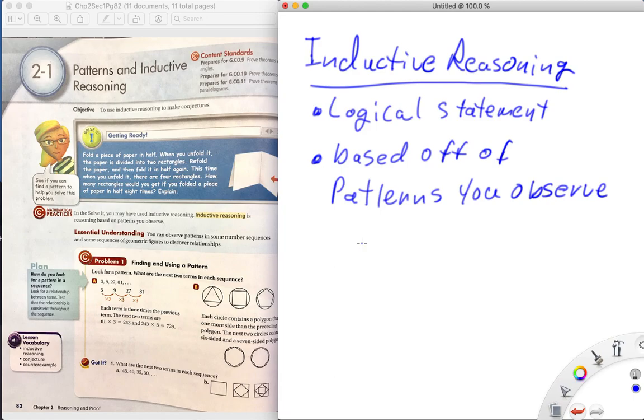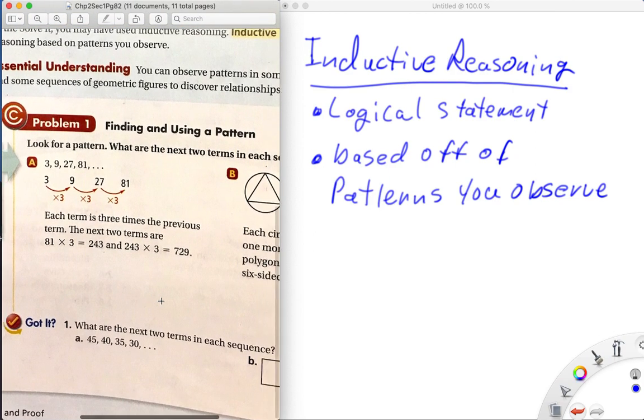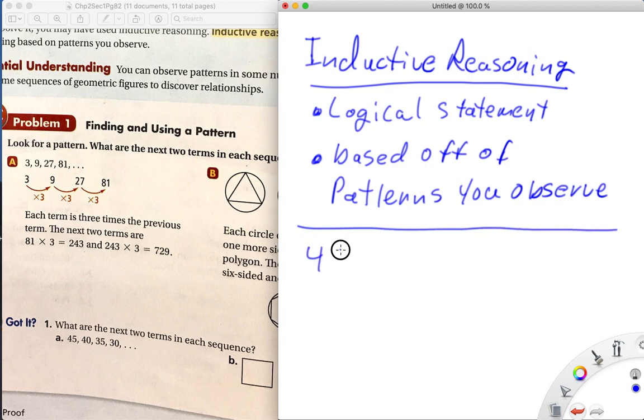Inductive reasoning. So, an example of that here is if we look here at the bottom, it says 45, 40, 35, 30. What's the next two terms? Well, if you notice the pattern, it's being subtracted by 5. 45 to 40, right? We're losing 5. 40 to 35, we're losing 5. 35 to 30, we're losing 5.